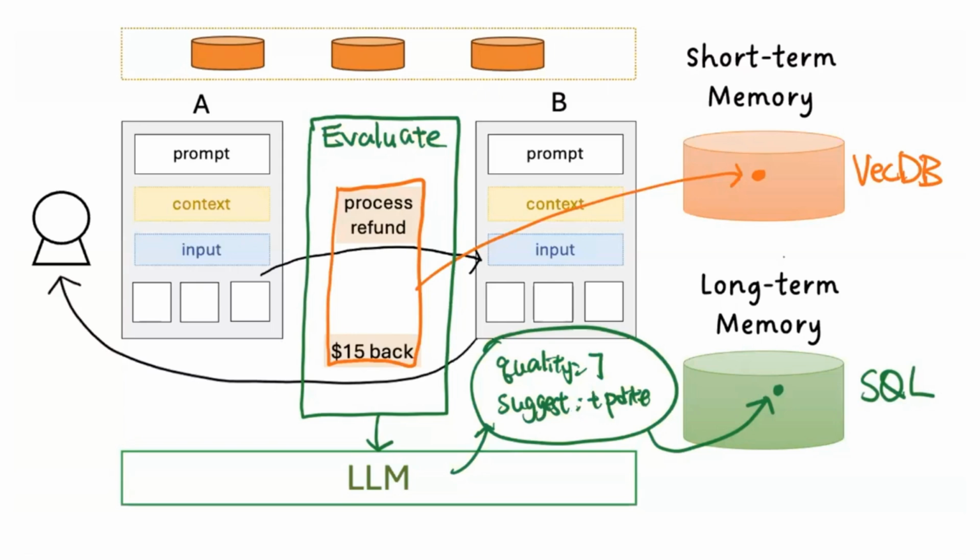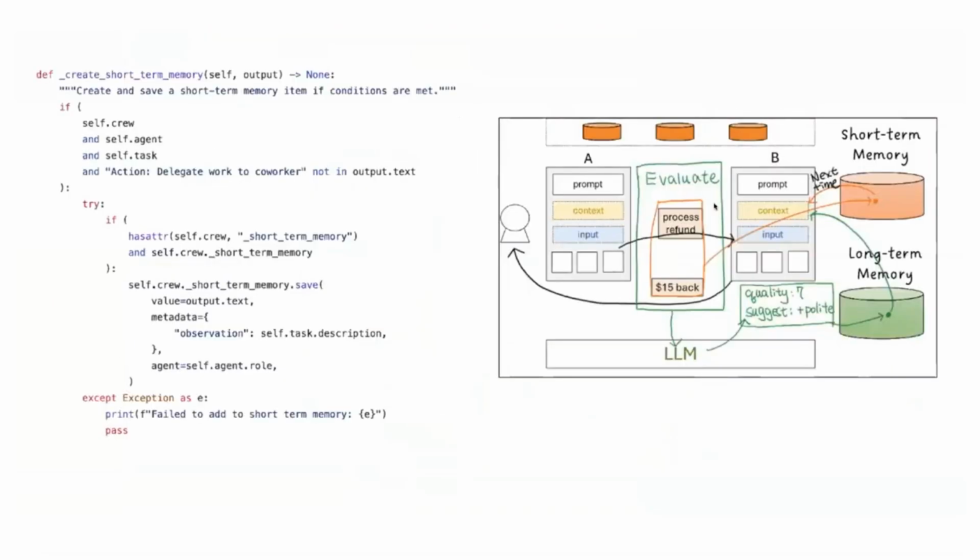And then next time agent B or agent A is engaged, they will be able to draw from both the short-term memory and the long-term memory and add that to the context. So that's how the agent can evolve and improve, using this memory system. And you can see the implementation of this happening.